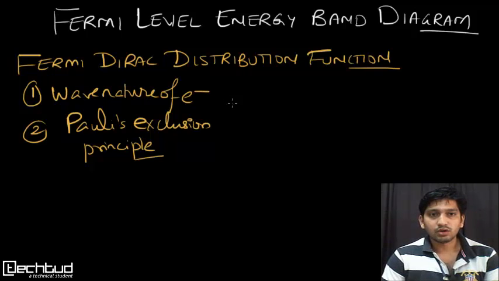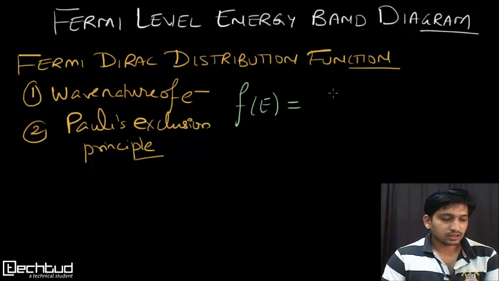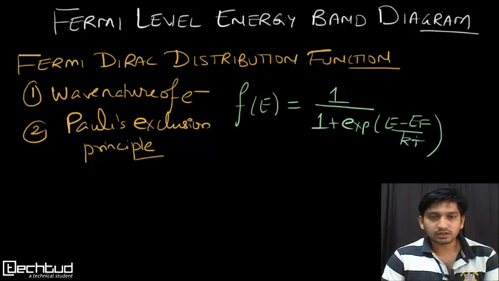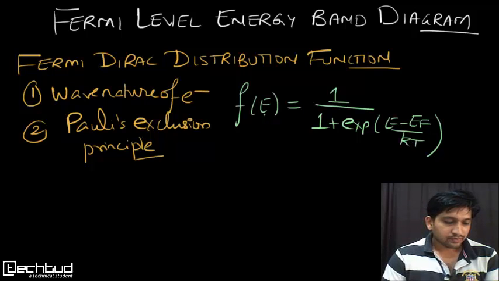So what is the Fermi-Dirac distribution function? F(E) is given by 1 over 1 plus exponential (E minus Ef) by kT. What this shows is that the probability of finding an electron at energy state E is given by 1 over 1 plus exponential (E minus Ef) by kT. Here Ef is nothing but the Fermi level energy.